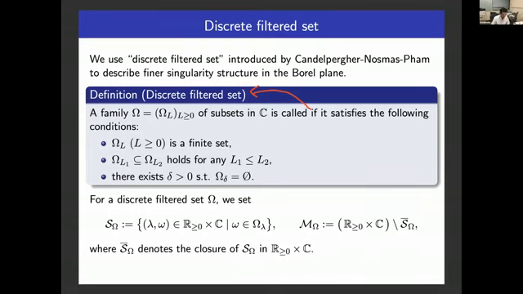For a discrete filtered set Ω, we set S_Ω and M_Ω here. S̄_Ω denotes the closure of S_Ω in R non-negative times C. In a sense, S_Ω describes the singular points described by the discrete filtered set Ω, and M_Ω is obtained by eliminating the singular points from the entire space. We introduce S_Ω and M_Ω in this way.